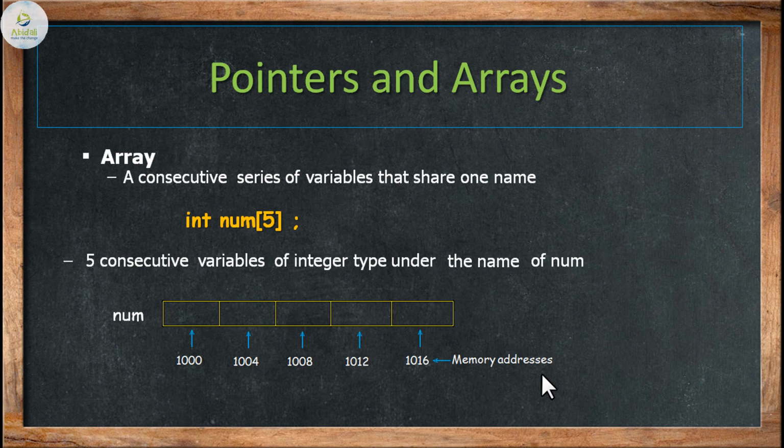Dear students, in this video tutorial, we are going to deal with the pointers and arrays concept. We can define an array as a sequence or series of variables that are stored under the same name. In the first POC, we defined an array as a collection of homogeneous elements where all the elements are referred to by a common name. The word homogeneous means elements belonging to the same data type. So a consecutive series of variables that share one name is called an array.